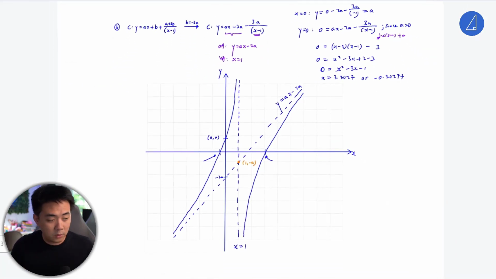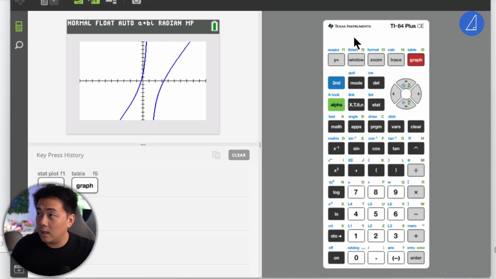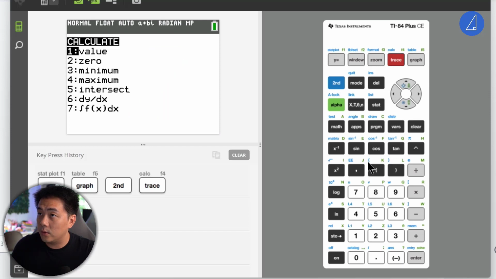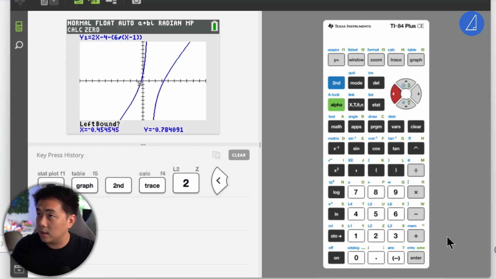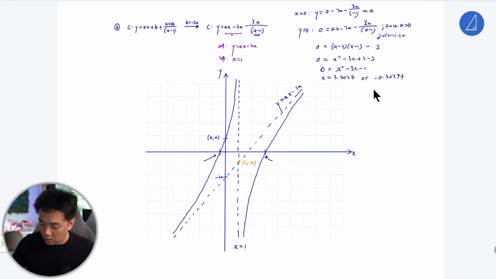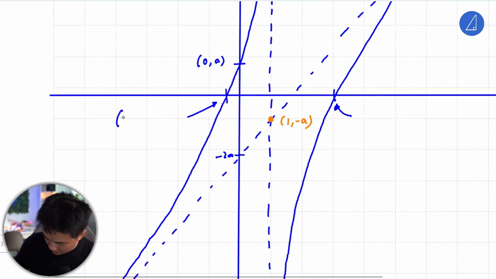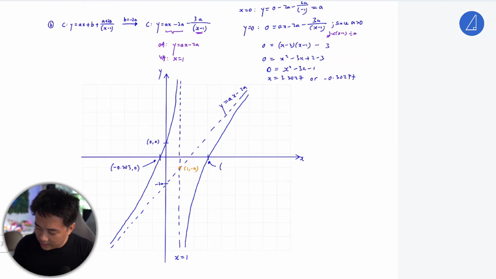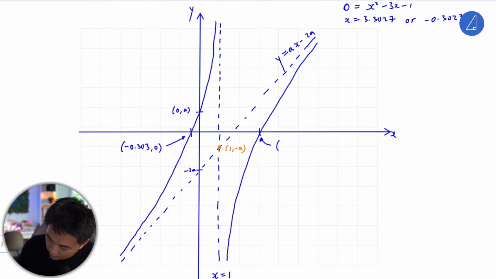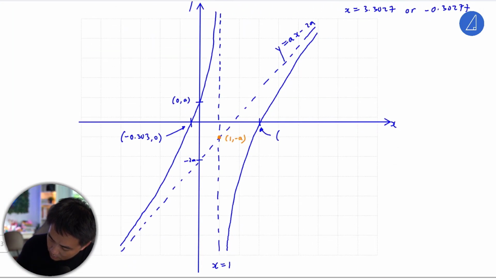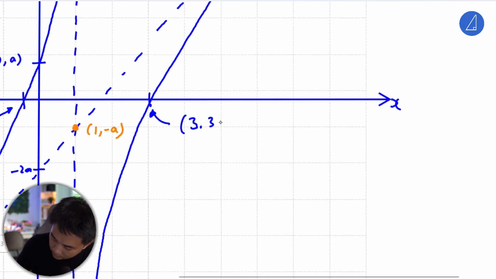So it's good because now we just key in the calculator, go to the 0, and search for the intersection point here. Then you get this value here, which should correspond to this, so it means it's correct. This point will be negative 0.303 comma 0, and this one here will be 3.30 comma 0.